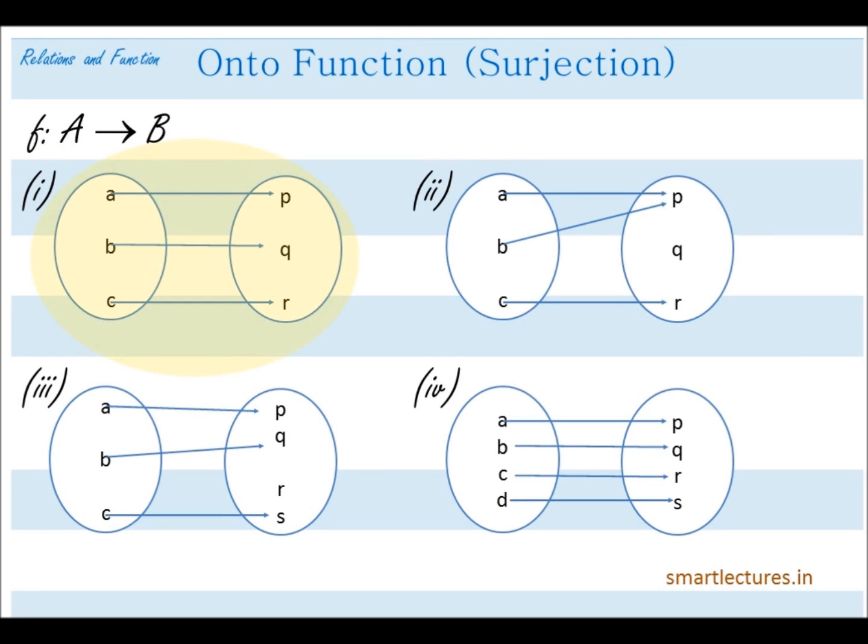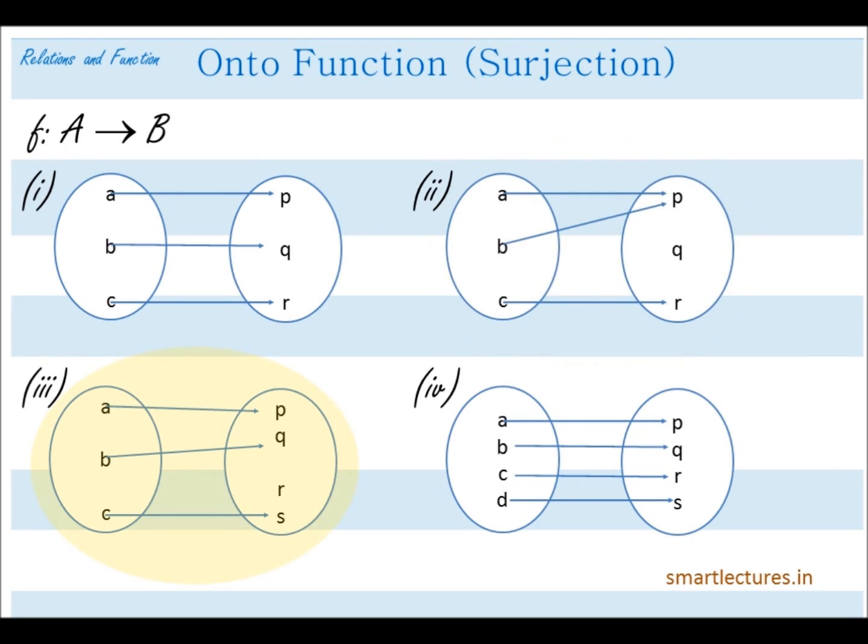In the first case, you can see in set B we have three elements P, Q and R, and you can see all elements are associated to some element in set A. So as per the definition of onto function, this is an onto function. In the second case, here P and R are associated to elements of set A, but Q is not linked to any element in set A. So that means this is not an onto function. So this is not a case of surjection.